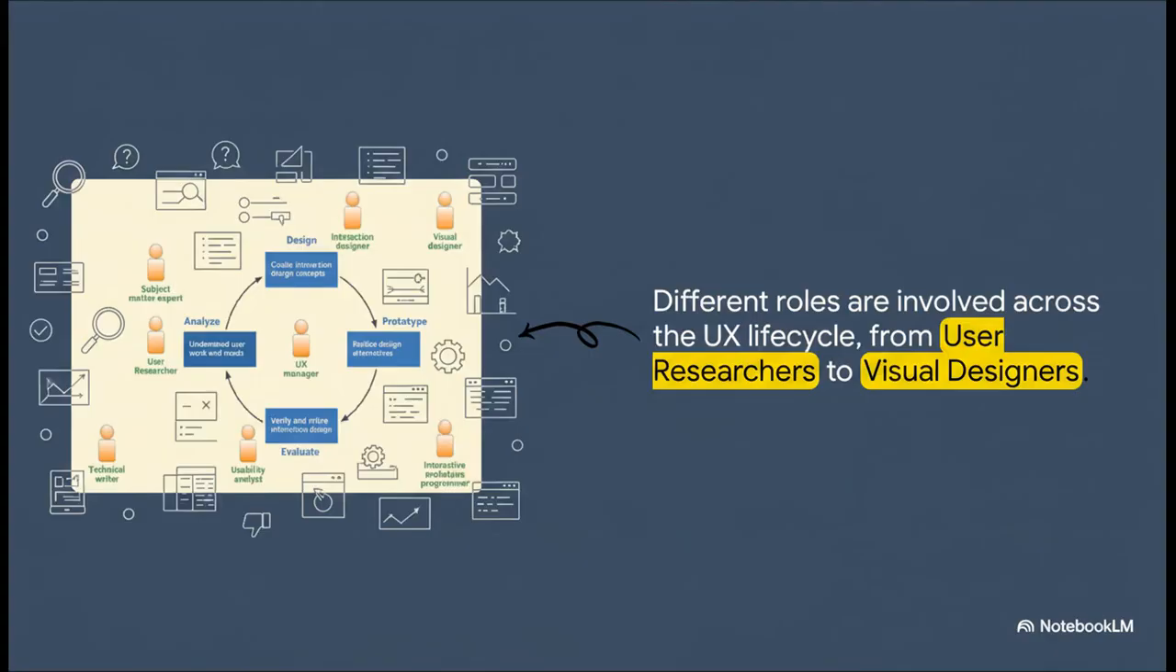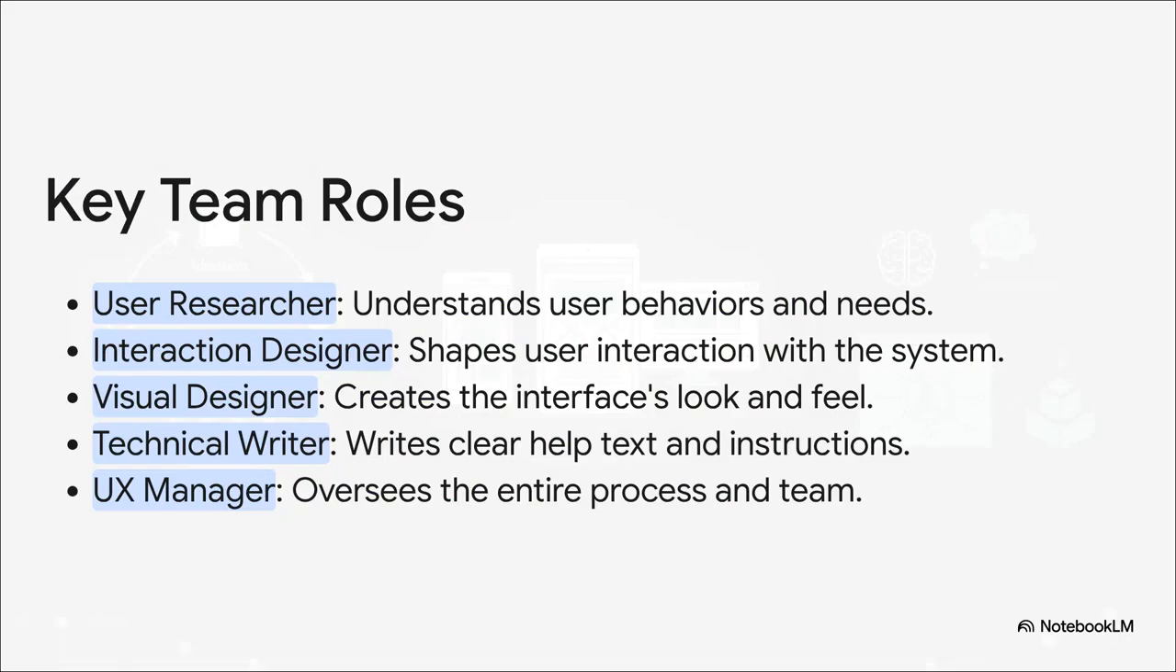Look at this diagram. It shows very clearly that UX design is a team sport. Let's follow the cycle. In the analyze phase, you see the user researchers. They are the ones who start everything. Then, when we move to design, the interaction designers and visual designers take over. And see who is in the middle? The UX manager. He or she is like the director of the film, coordinating everything and making sure it all works together.